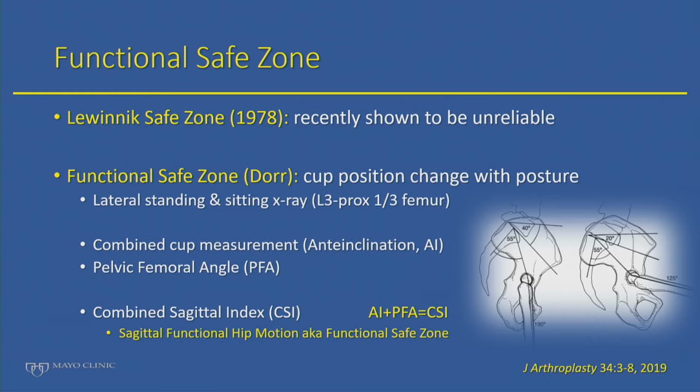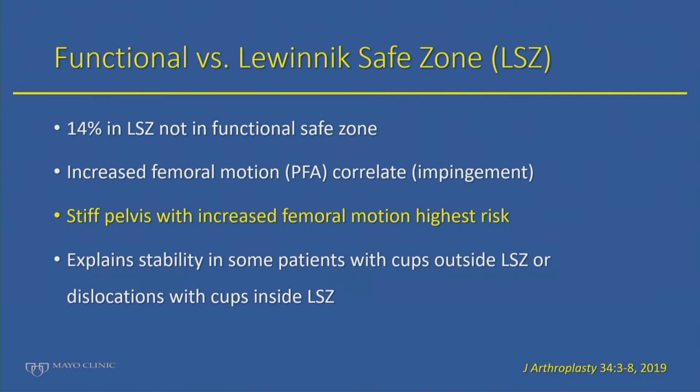So what he has proposed is a functional safe zone rather than the typical safe zone of Lewinnek that we're aware of, and does this in a very complicated way, looking at all these angles. What he found, though, is that of the typical safe zone we thought about, there's a fairly high percentage of patients, and this one was 14%, that are in that zone but are not in the functional safe zone. And this is actually accentuated if somebody's got increased femoral mobility preoperatively and postoperatively. The stiff pelvis with increased femoral motion is at highest risk.